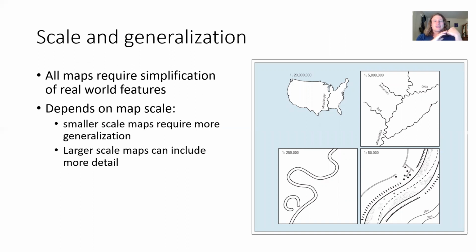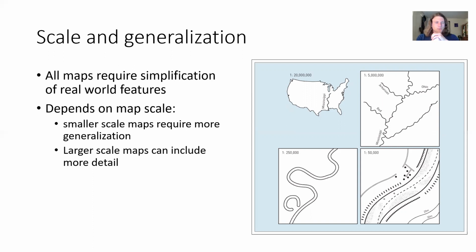So the scale of the map is going to determine how general we can be with our data. So all maps require some simplification of real-world features because the real world is essentially infinitely complex. And so whenever we draw a map, by definition, we are creating an abstraction representing some simplified form. But if we are zoomed way out and we're doing a small-scale map, then we can have a lot more generalization than if we're zoomed way in and doing a large-scale map.